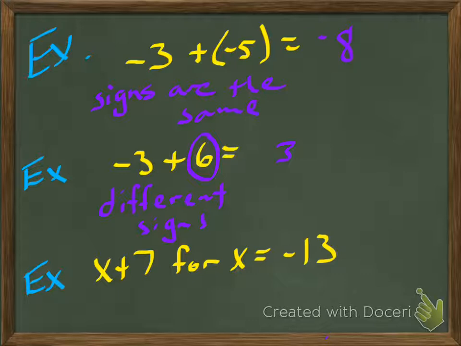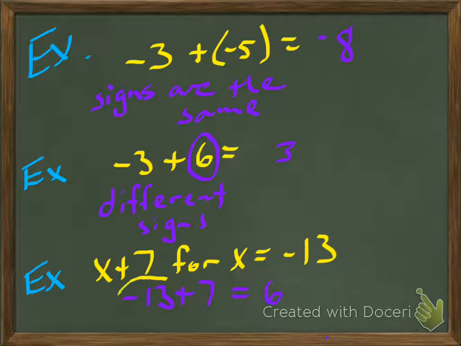So let's go do the last one. x plus 7 for when x is -13. So this is telling us to substitute -13 for x. So let's try it out. -13 plus 7. Alright, signs are different. So we're going to subtract. What's 13 minus 7? That's 6. Good job.